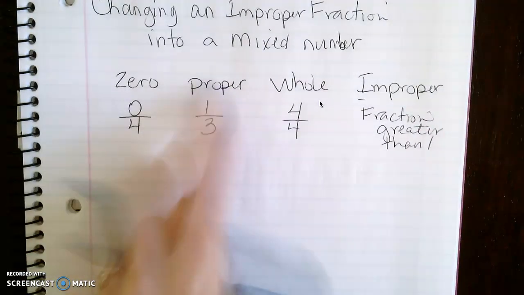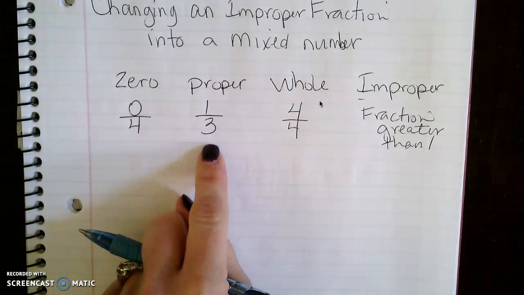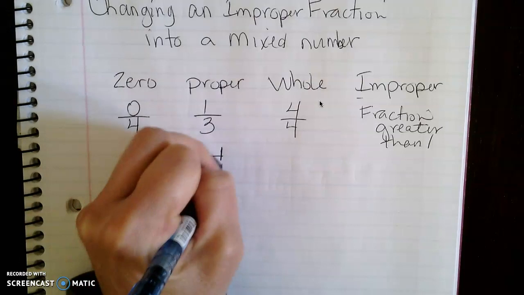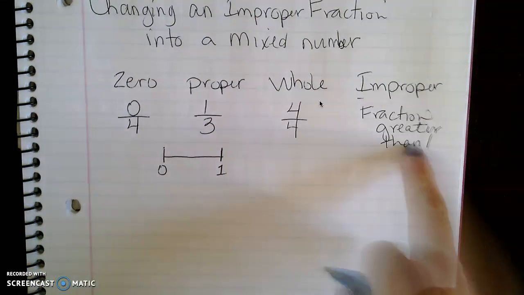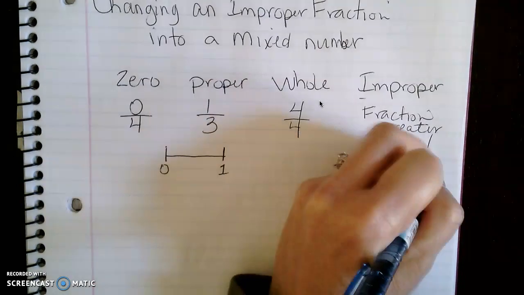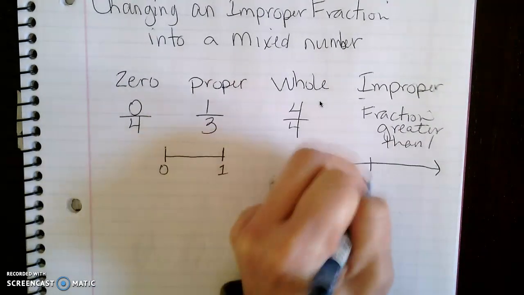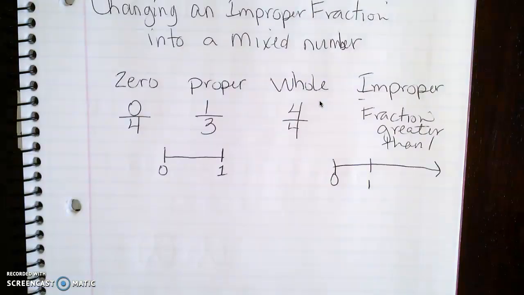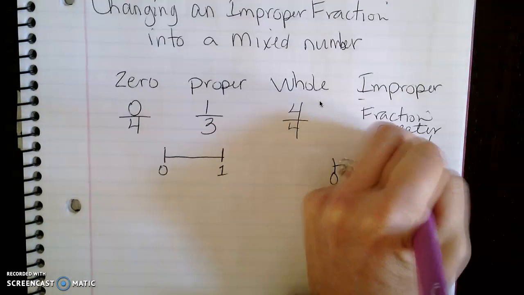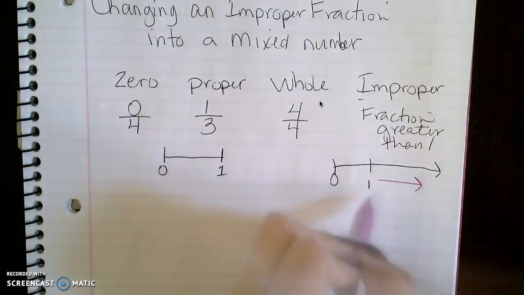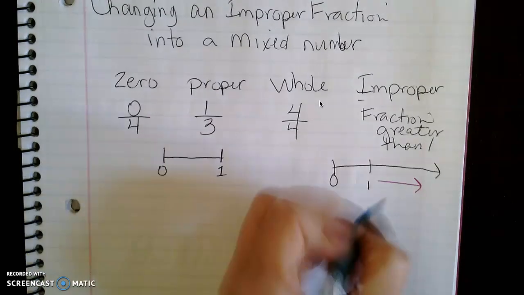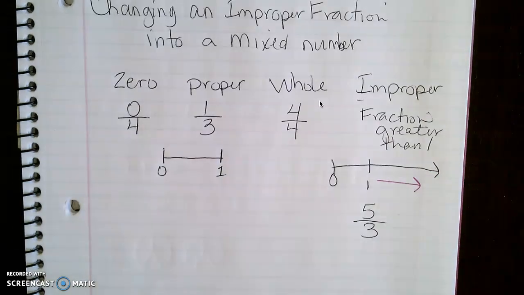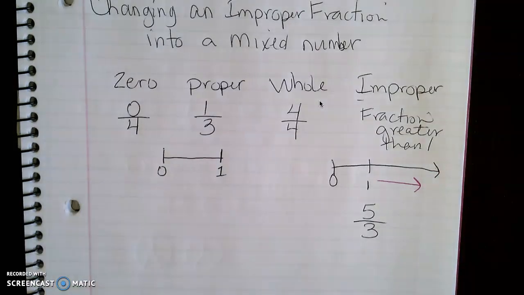Because a proper fraction is a fraction less than 1. A proper fraction falls between 0 and 1 whole on the number line. An improper fraction on a number line would fall somewhere after 1 whole, because it is greater than 1 and it has a numerator greater than the denominator, so 5/3.